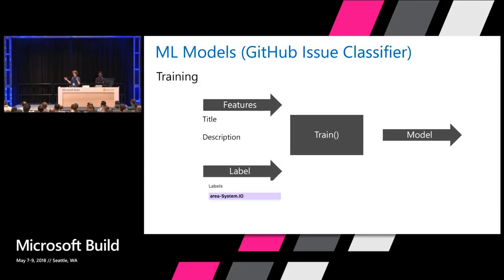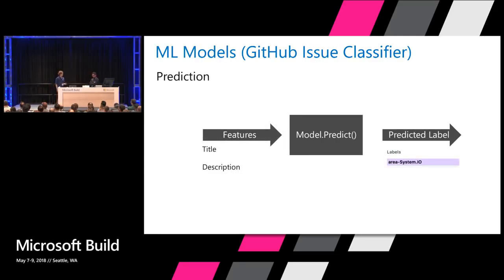So we have a large collection of these issues in the repository, and we download them and provide them together to the learning algorithm to train a model. So we have the features and the labels. Once we've trained that model, we can provide these features, the title and description of the issue, to get new predictions.